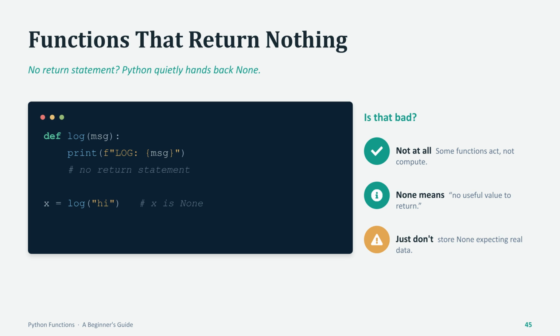Finally, if a function lacks a return statement, it will still finish running but will quietly return the special value None. Use this carefully and avoid storing None when you actually need data.